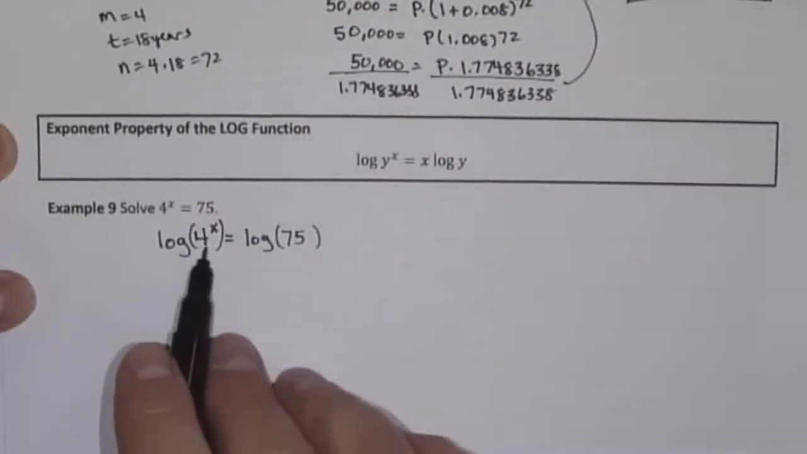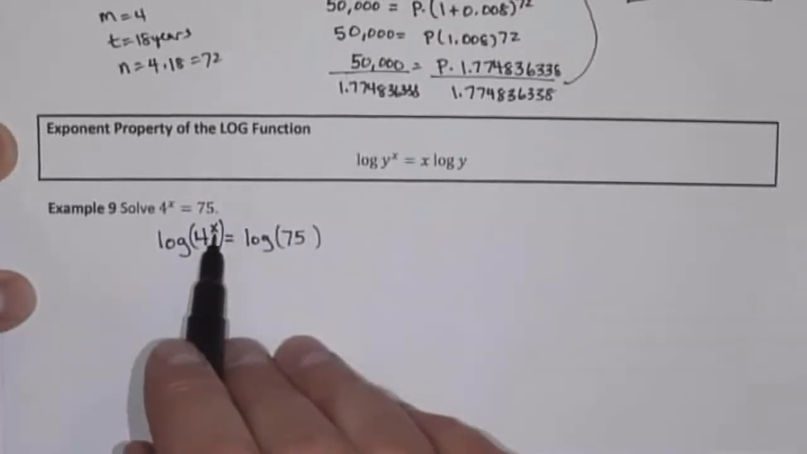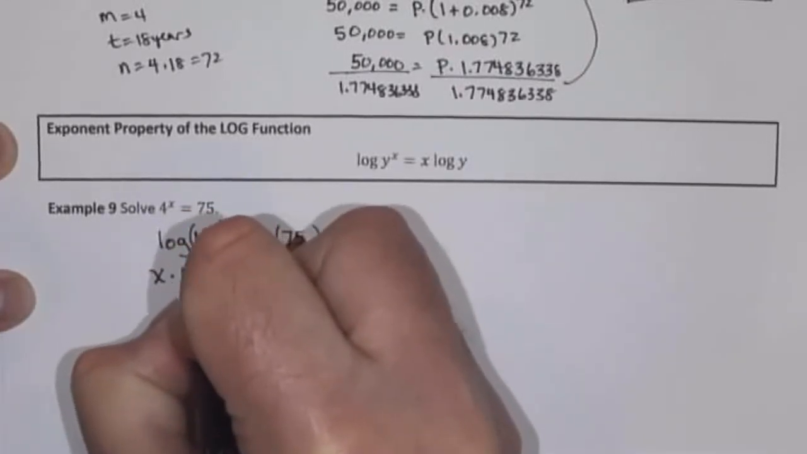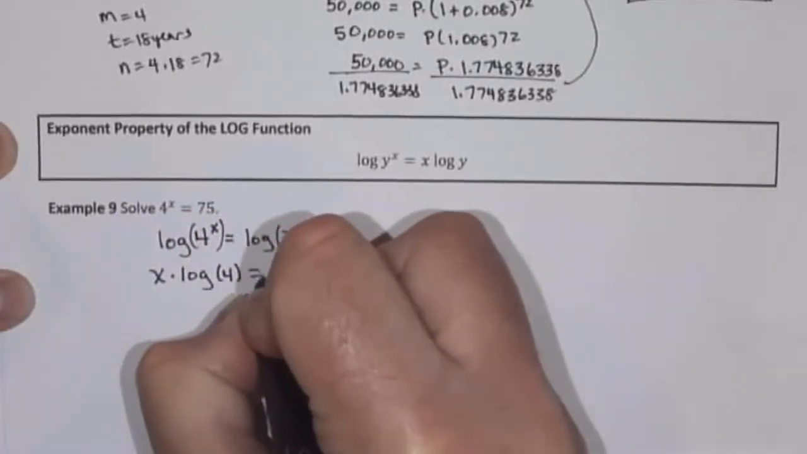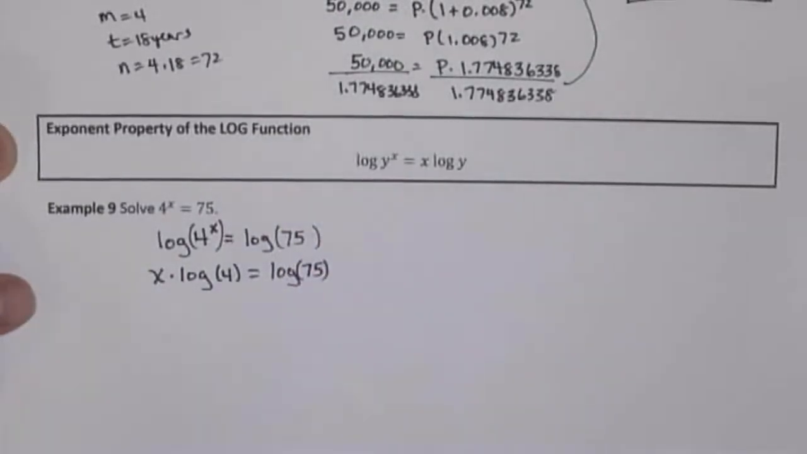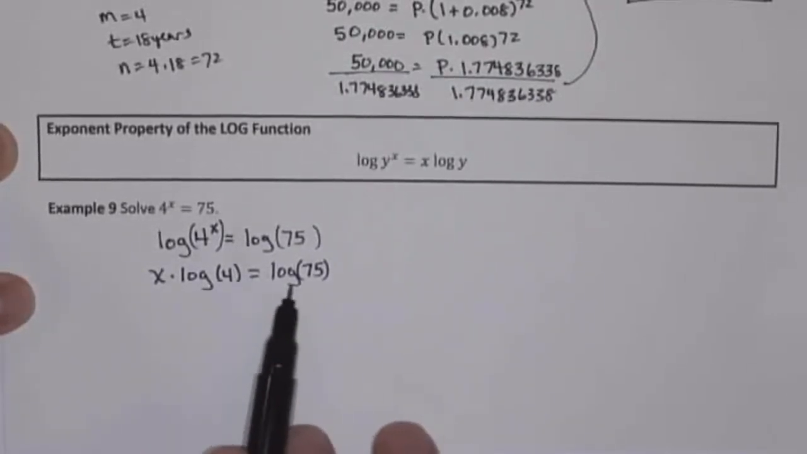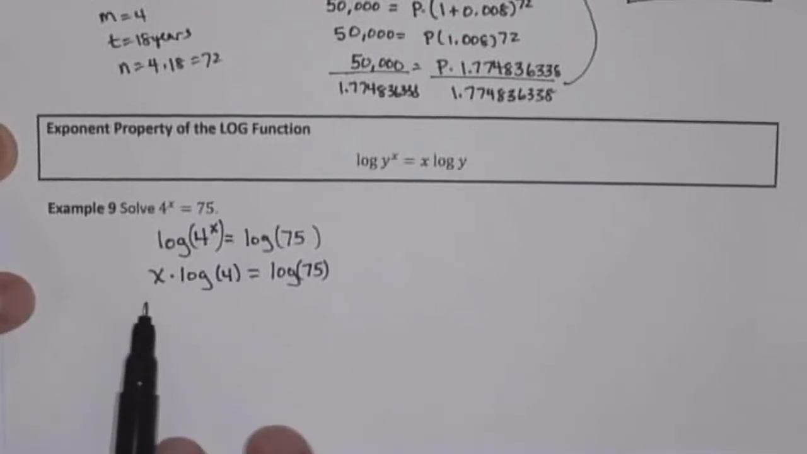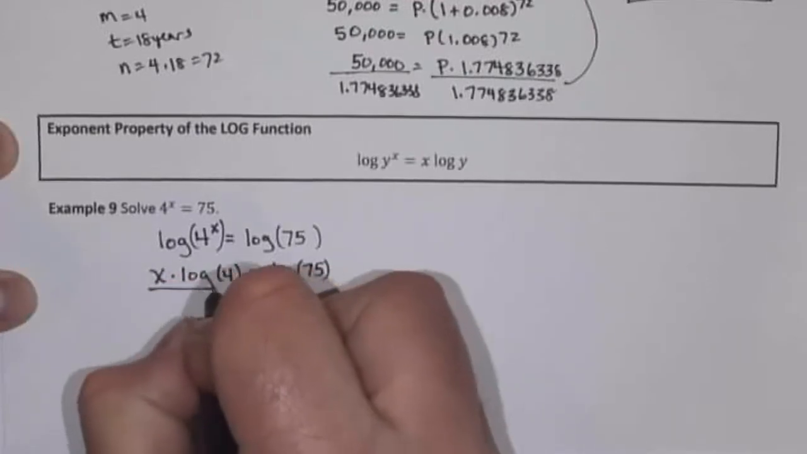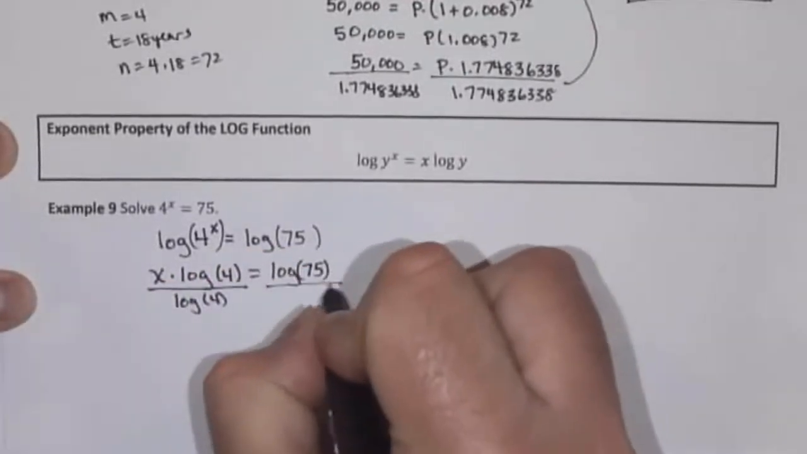If I have the log of 4 to the x power, then by this property, I can bring the x in front of the logarithm. So that would be x times the log of 4 is equal to the log of 75. Now, the log of 4 is just a weird number, and the log of 75 is just another weird number. So I have x times a weird number equals another weird number. To solve for x, I'm just going to divide both sides by log of 4.